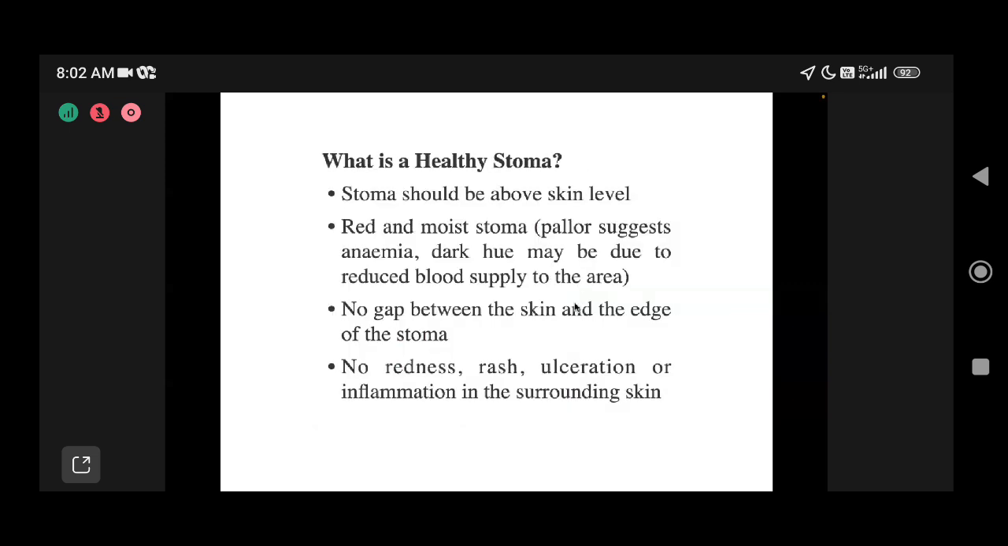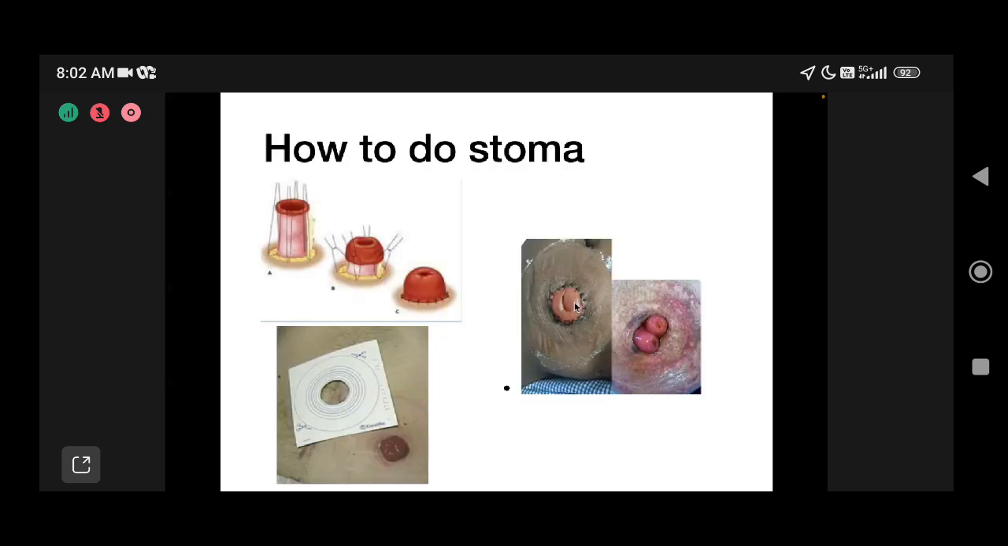So what is a healthy stoma? We have seen a lot of pictures of stomas which are not looking all right, but there is something called a good stoma. It should be a red and moist stoma, with no gap between the skin edge and the stoma, and no redness, rash, ulceration or inflammation around the skin. So look at this. This is a good healthy stoma, which is looking very fresh, and you have proper skin contact all around, where you can cut the appropriate size of the disc and apply the bag. Normally, whenever we divert the small bowel, at least 5 centimeters should project out from the surface of the skin, especially in the ileostomy, and at least 2 centimeters in the case of colostomy.